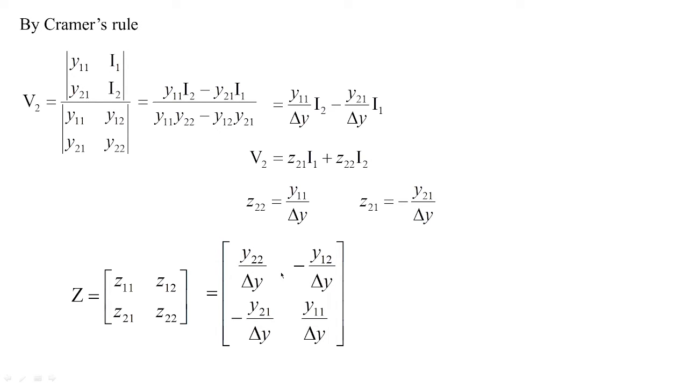Now with this analysis, I'm going to get Z parameters, that is Z11, Z12, Z21 and Z22, in terms of admittance parameters, that is Y22 by delta Y, minus Y12 by delta Y, minus Y21 by delta Y, as well as Y11 by delta Y. In fact, I can write delta Y outside. So 1 by delta Y times the matrix Y22, minus Y12, minus Y21 and Y11. So the Z parameters can be obtained in terms of Y parameters in this fashion. I hope you understood this derivation.